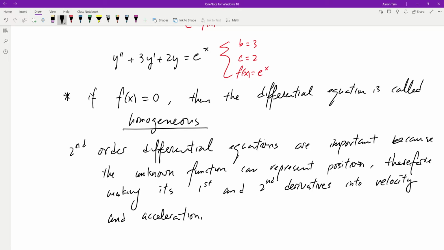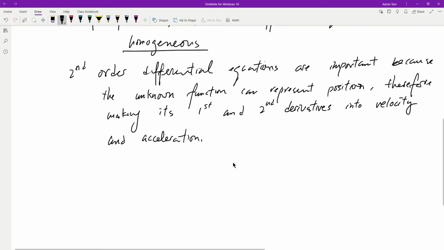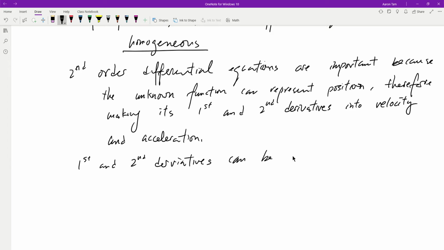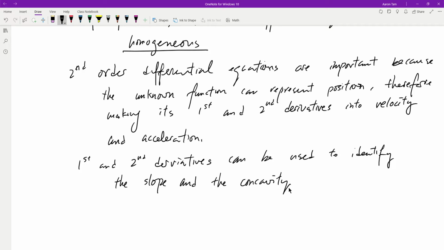Okay. Now, even if you don't want to talk about it from a physics standpoint, at the very least, the first and second derivative can be used to identify the slope and the concavity. So that's the most basic interpretation of what these two derivatives would do on a graph of a function.